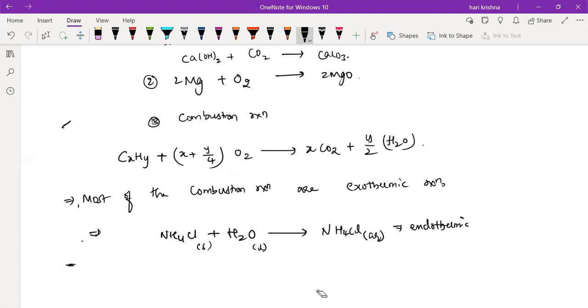When you take the combination reactions, most of them are exothermic reactions only. Sorry, I said combustion reactions here. Clear now? So combustion reactions are always exothermic only. There is no doubt at all. Whatever combustion reaction you take, that is exothermic only. Combustion means a substance reacting with oxygen.